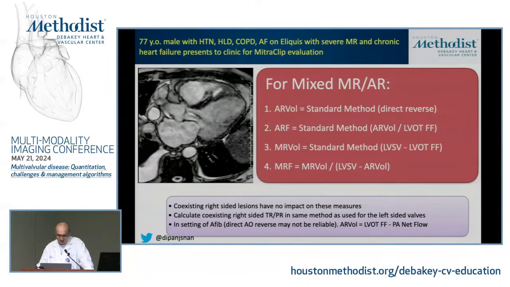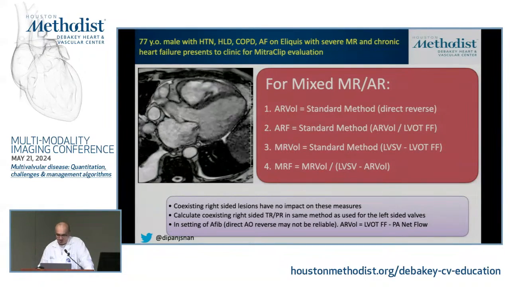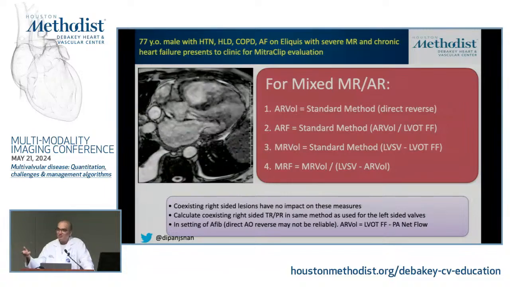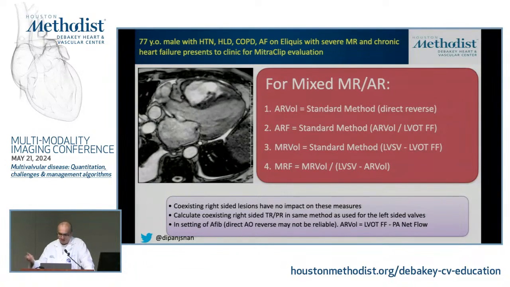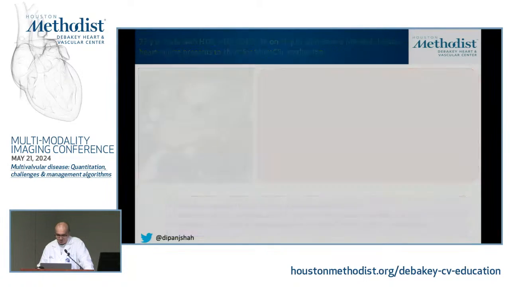And then another thing to keep in mind is that in the setting of AFib, the direct aortic reverse flow that we try to measure above the aortic valve may not be as reliable. And so that's where you rely more on looking at the systolic forward flow across the aortic valve to the pulmonary artery net flow. So again, use all the tools that you have in the toolbox to try to solve these equations.